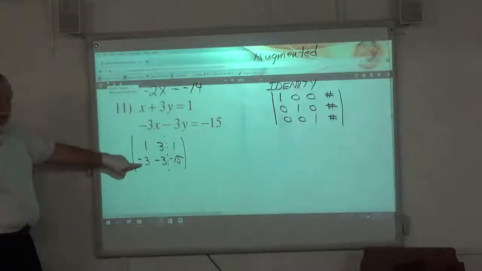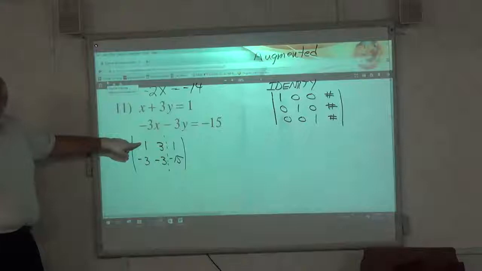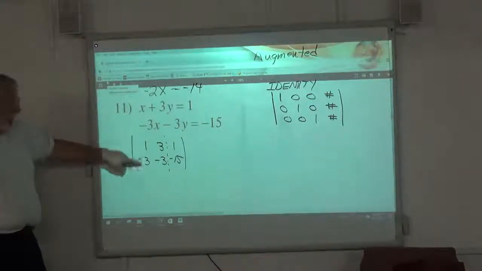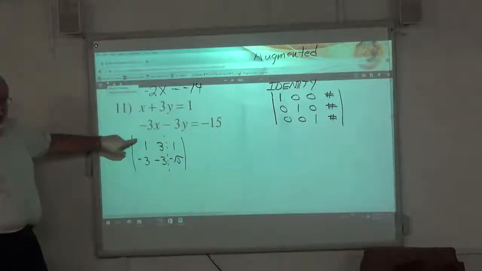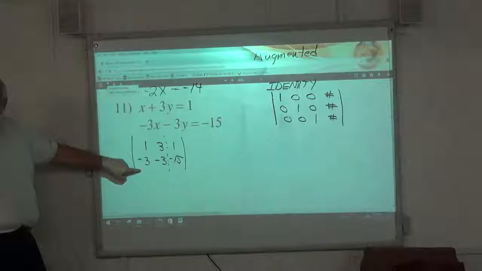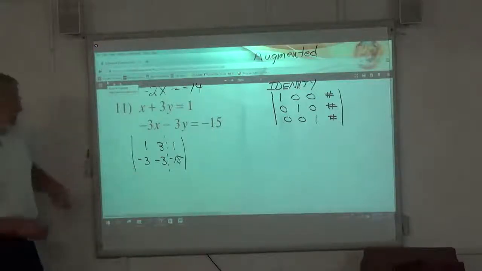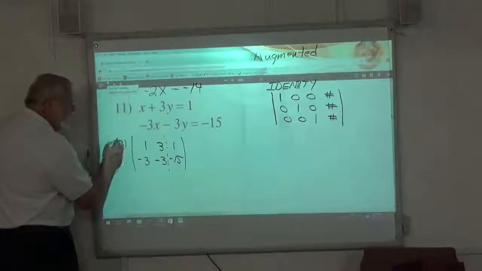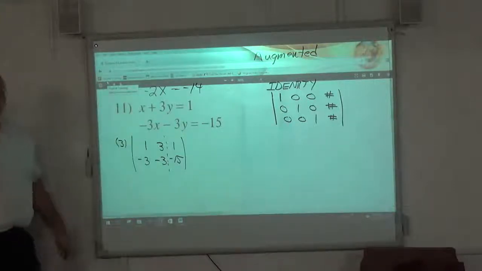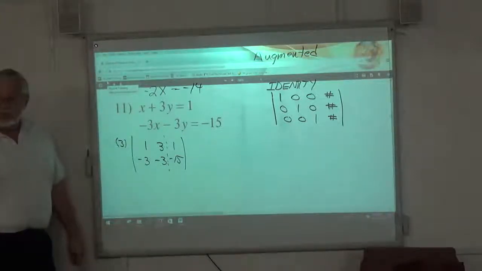What happens if these two get added? 0. But I have to get a 0 here first, because if I add these two together, I'm not going to have a 1 in the first place. I'm going to end up with a negative 2. So I need to get a 0 here. How do I get a 0? I have to add a positive 3 to this negative 3x. So I'm going to multiply the first row by 3, add it to the second row, and make a new second equation.